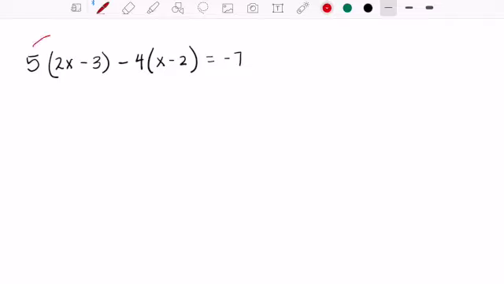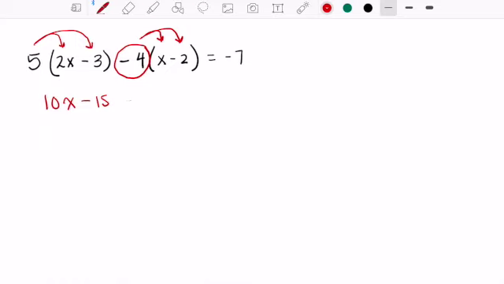So I'm going to distribute the 5 into the parentheses. So that's going to give me 10x minus 15. And then here, I want to keep that negative with the 4. That's a negative 4, all right? So that whole negative 4 is going to distribute into the parentheses here. So that's going to give me negative 4x plus 8 equals negative 7.